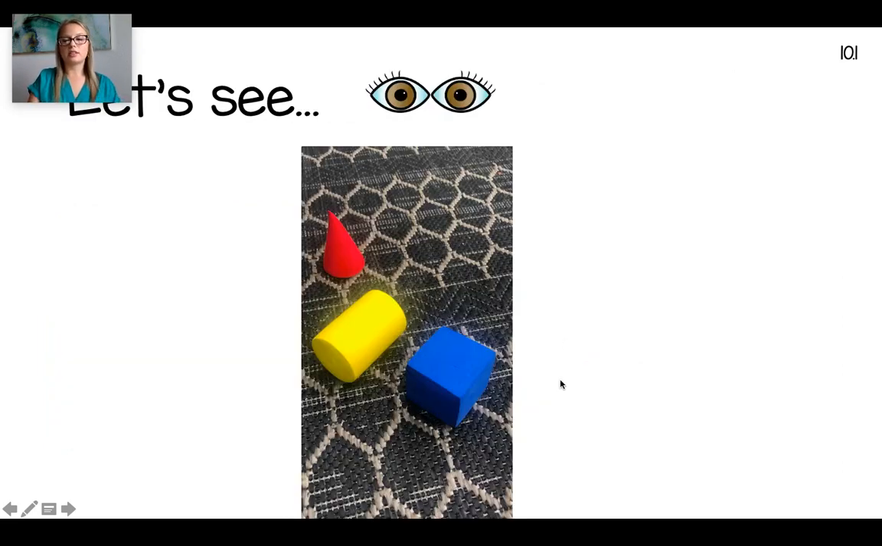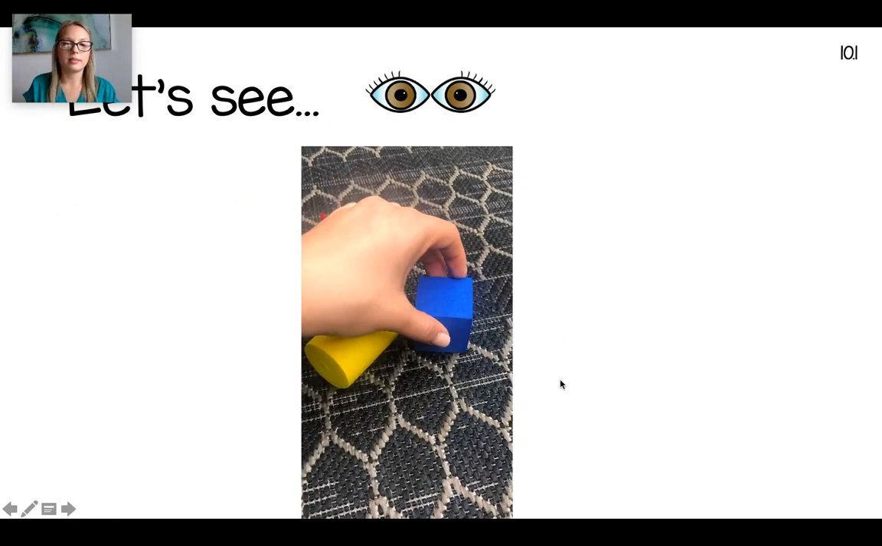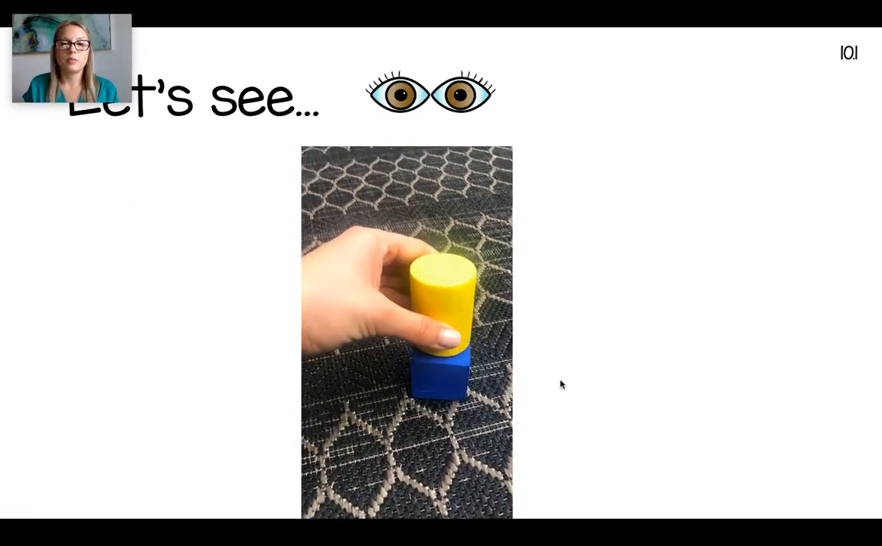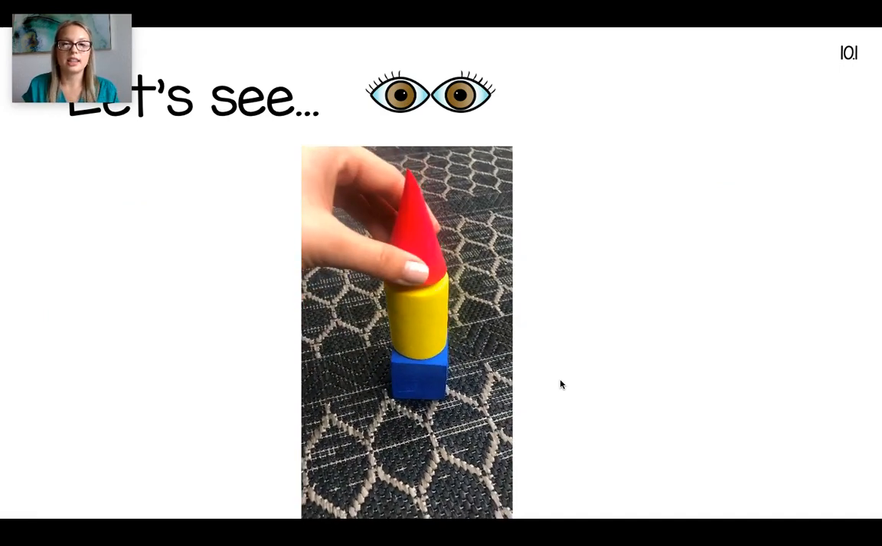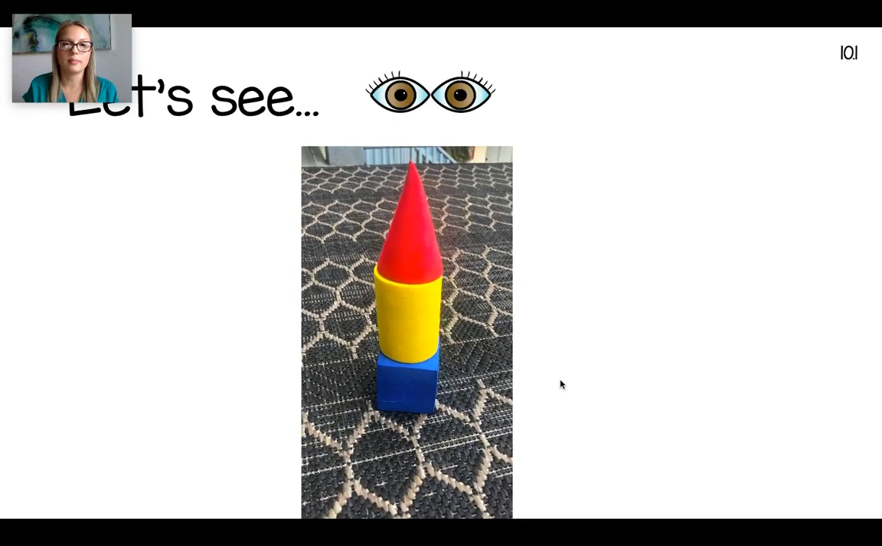Let's see what it looks like to stack different shapes. First, I took the cube, then I stacked the cylinder, and then I stacked the cone on top. And that is stacking. So I can build something, and they don't have to be the same shapes.